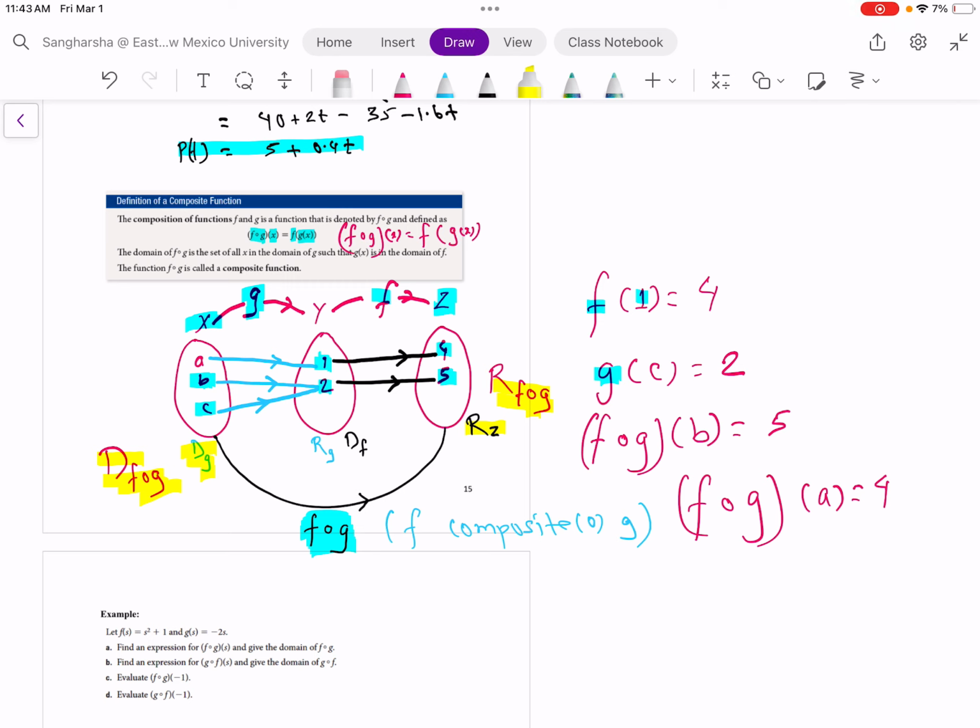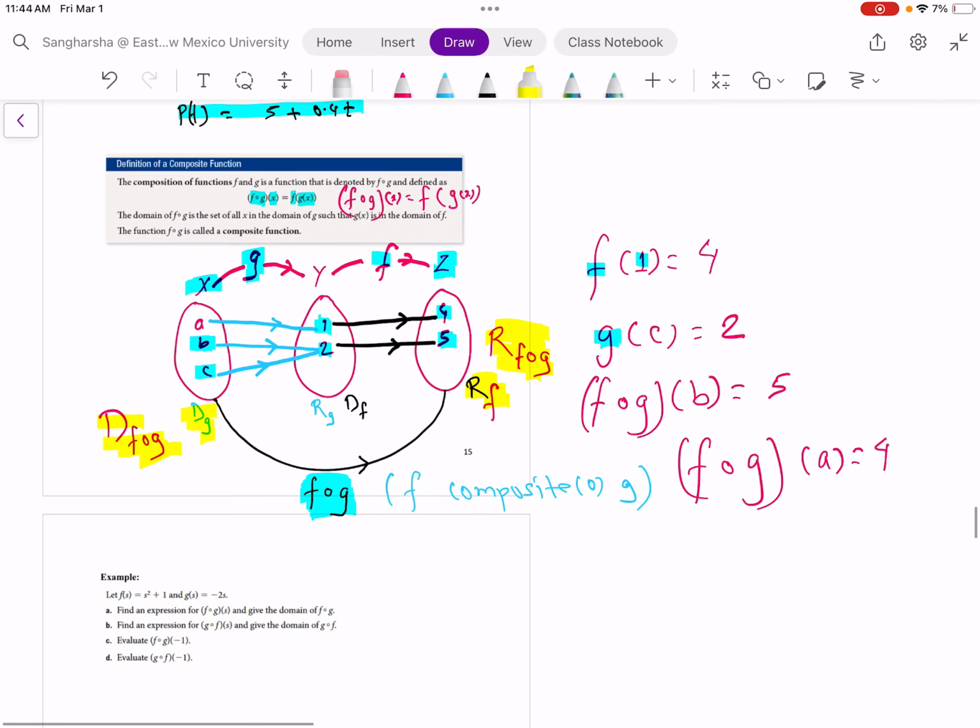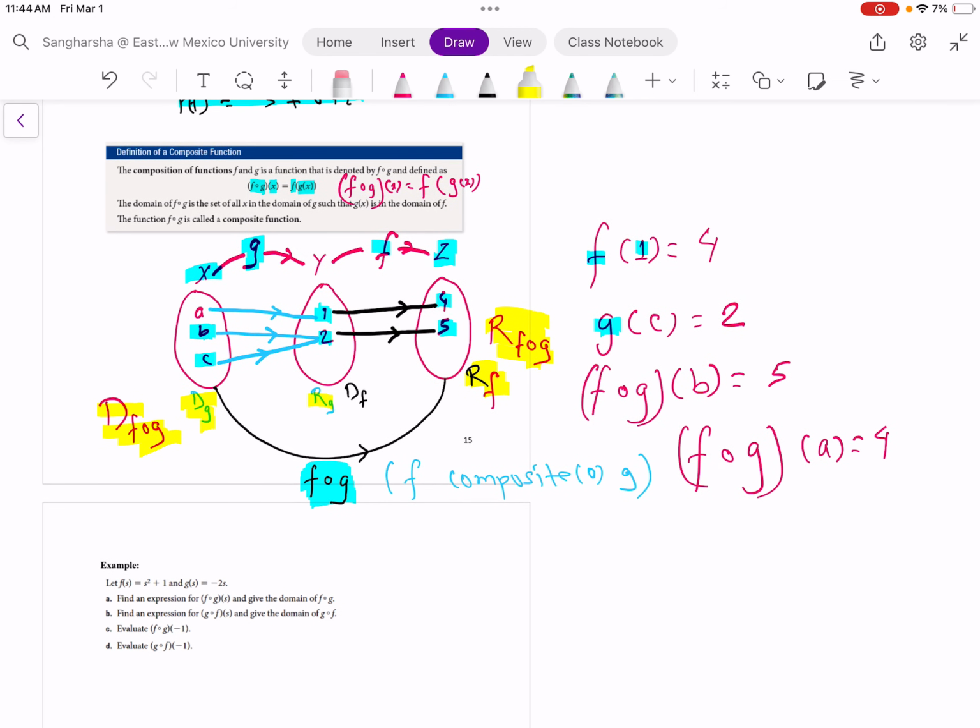I need to correct something here. I'm sorry, this is not the range of g. This is the range of f. So the range of f composite g and the range of f are the same. And the range of g and the domain of f are the same.